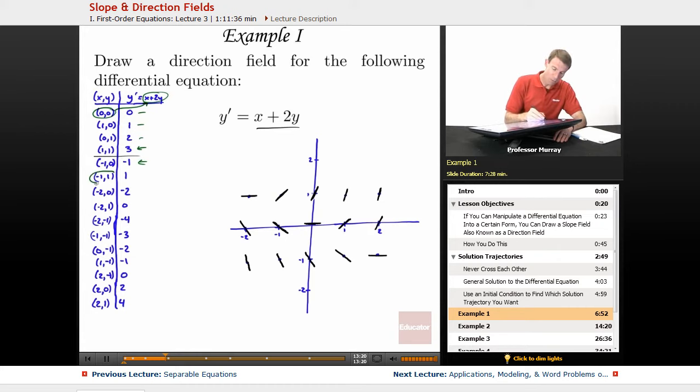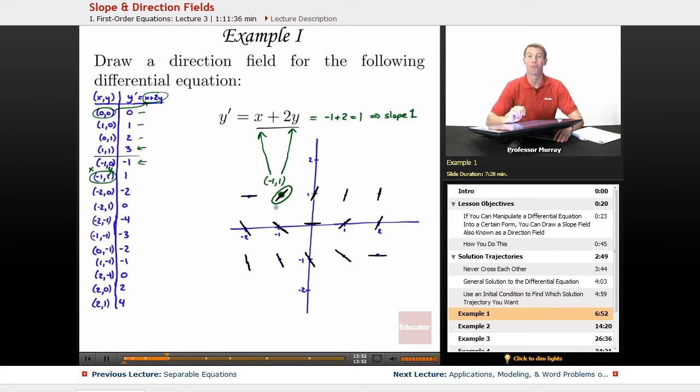For example, negative 1, 1. That means x is negative 1 and y is 1. So that point right there is negative 1, 1. And when you plug negative 1, 1 into the differential equation, that means x is negative 1, y is 1. So y prime for that particular point comes out to be negative 1 plus 2, which is 1. So that's why we go with slope 1. And that's how I got this hash mark with slope 1 right there. And so what I just did was I did that for every single point here. I found a y prime and I drew a little hash mark at each place.